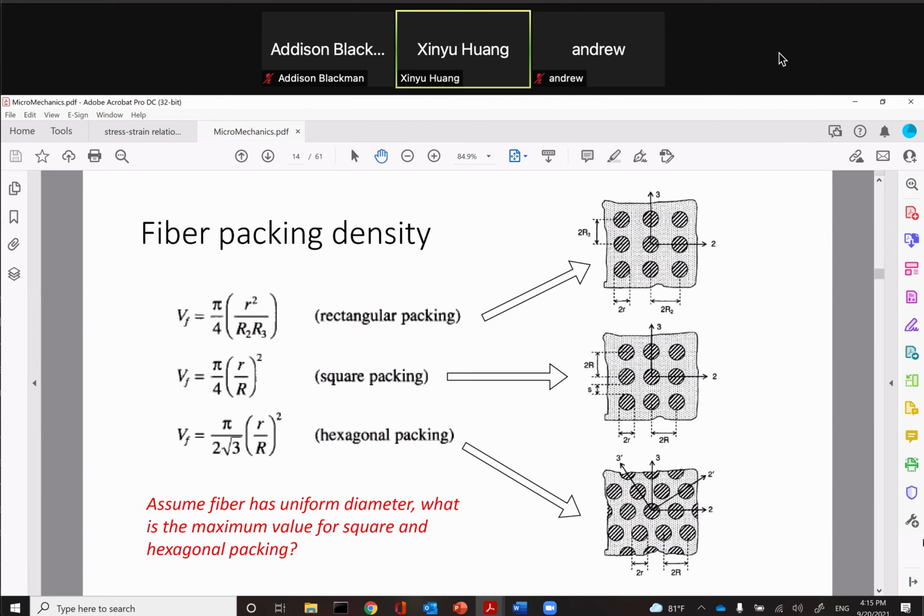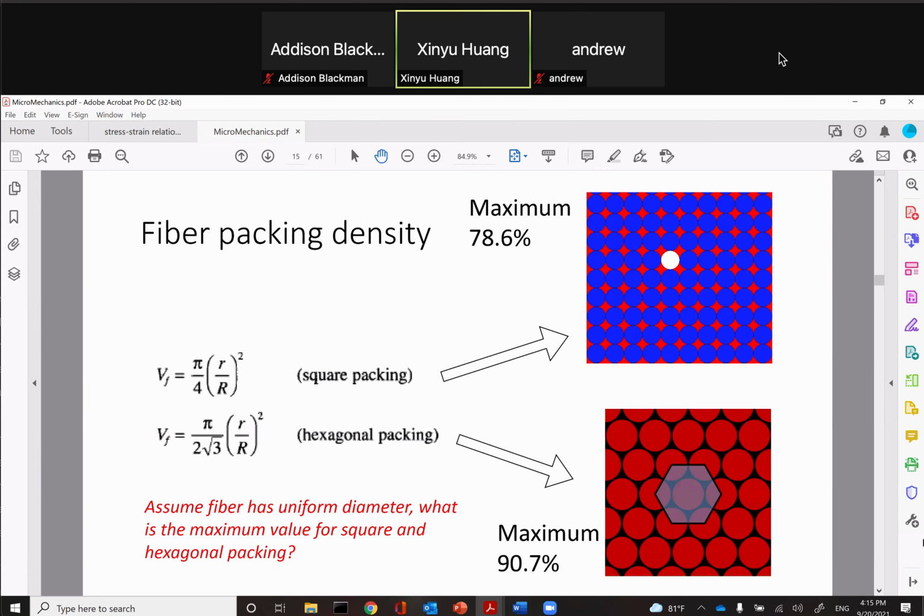There are upper limits. When you squeeze them together, when the fibers are touching, you reach the upper limit. You cannot squeeze anymore. Each one has an upper limit. For square packing, the maximum is 78.6%. That's pretty simple. You just imagine all the fibers are touching now, and the matrix is squeezed into the interstitial space between. You cannot go any denser than this anymore.